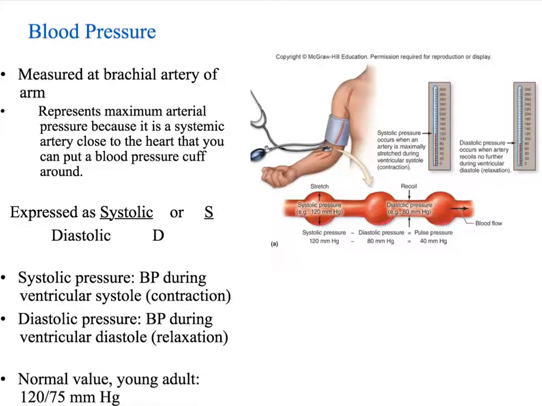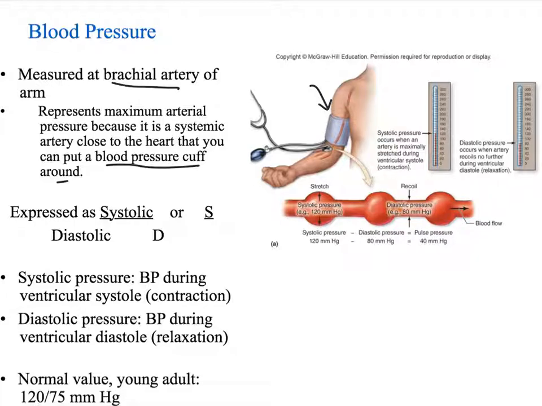Okay, so blood pressure. So you measure it at the brachial artery of your arm. We use the brachial artery because you can put a blood pressure cuff around it and it's close to your heart. So it's a systemic artery that's close to your heart. You can get a blood pressure cuff around it. It's not invasive, so it's pretty straightforward.